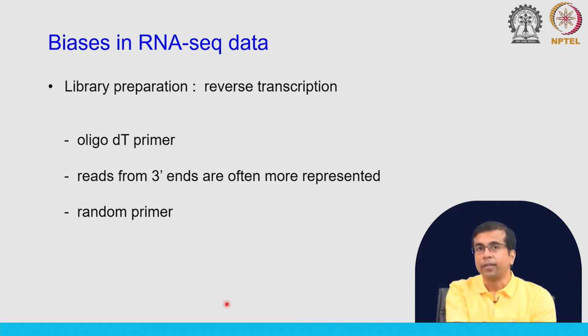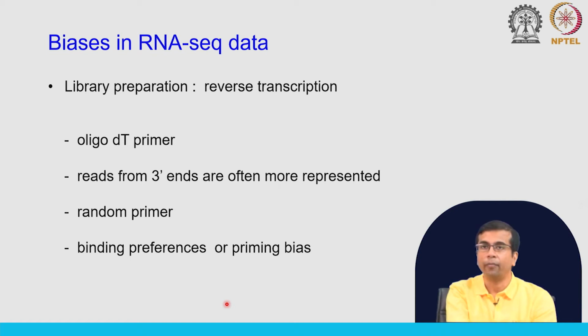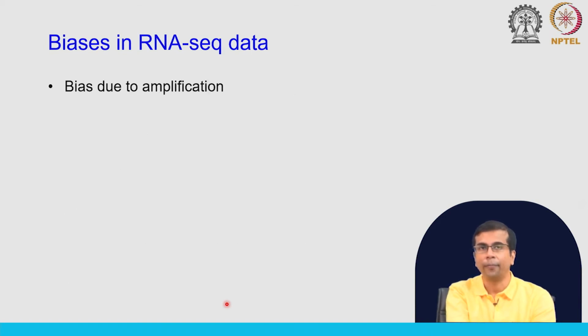Now, what researchers suggested is that maybe we can use random primers instead of this oligo-dT. This should solve this problem of bias towards certain regions. But again, we have binding preferences. These are usually random primers, but they will again have binding preferences for certain regions, which we call priming bias, and this can again lead to only certain fragments being over represented in the read data. So, you can try different ways, but these biases will still be there in the data.